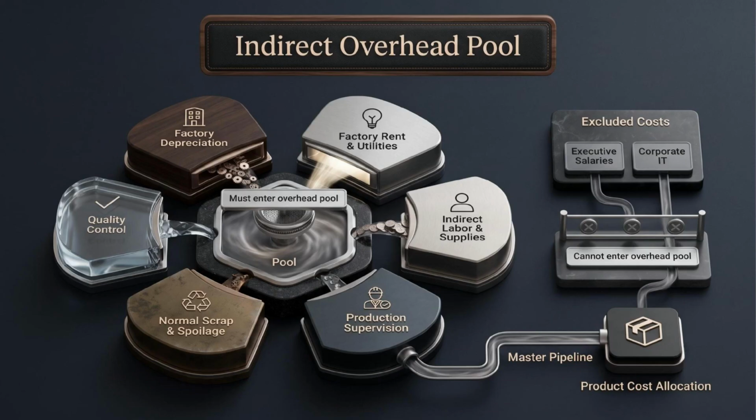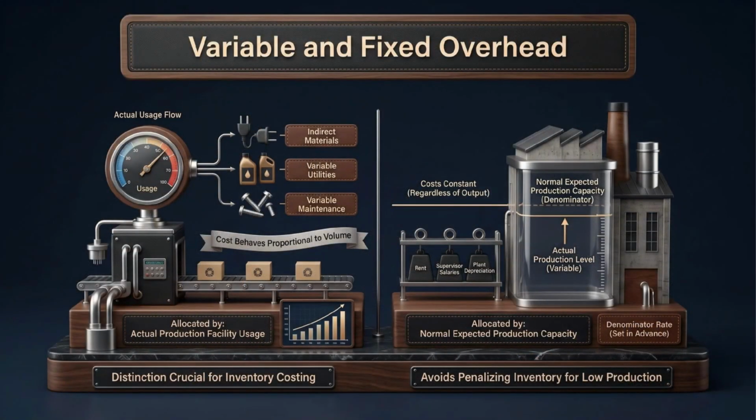Overhead is useful when it captures real production support. It becomes dangerous when the pool turns into a storage room for costs that nobody wants to expense. Variable and fixed overhead behave differently, so they are allocated differently. Variable overhead changes with production volume, so it is allocated based on actual production facility usage. Examples include indirect materials, variable utilities, and variable maintenance.